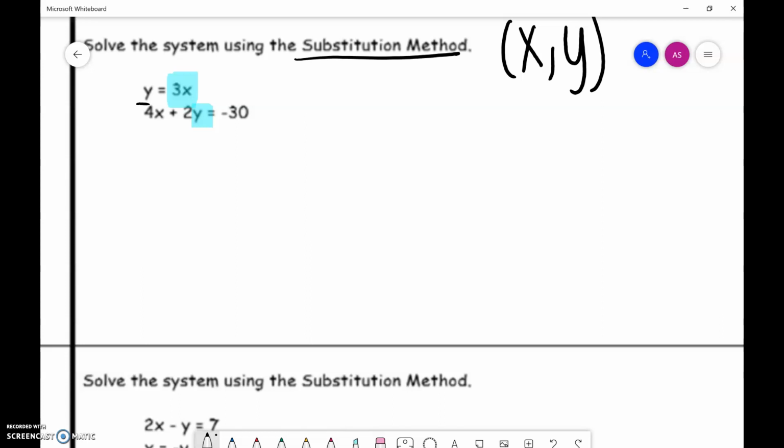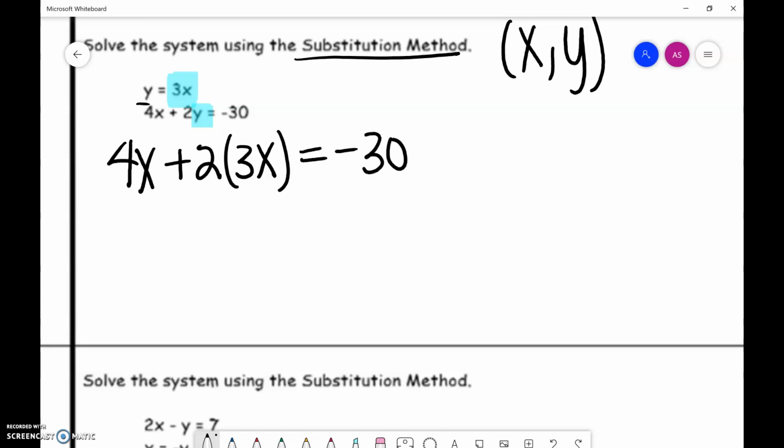Okay, so when I write out my first step, I'm going to have 4x plus 2 times 3x equals negative 30. Notice that since I'm plugging something in, I am using parentheses for that 3x. That's probably the hardest part in the whole thing, knowing how to substitute it in. Then from there, all you need to do is just solve for x, which we've been doing all year.